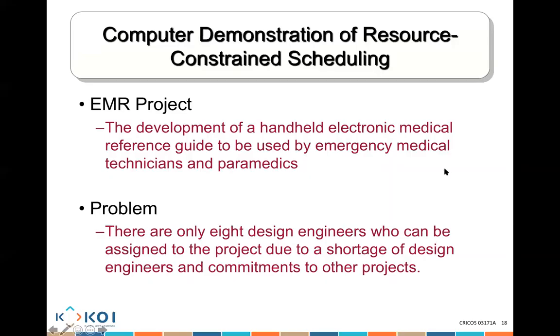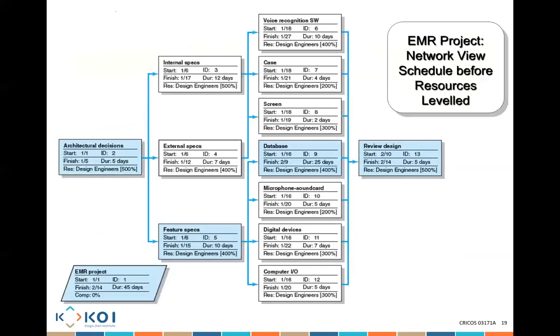All right. Now, ladies and gentlemen, continuing. This is an example of a project called the EMR project, the development of a handheld electronic medical device to be used by emergency medical technicians and paramedics. The problem with that specific project is that there's only 8 design engineers available. You cannot assign more people. There's only 8 to be assigned to the project due to the shortage of design engineers.